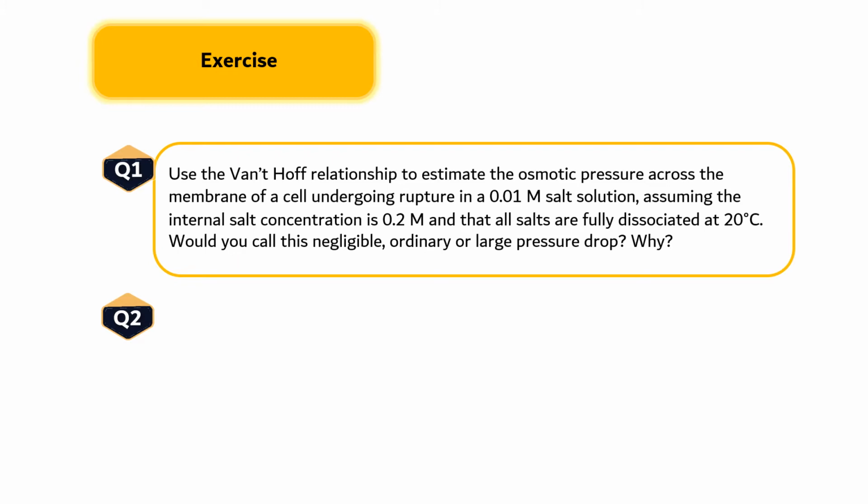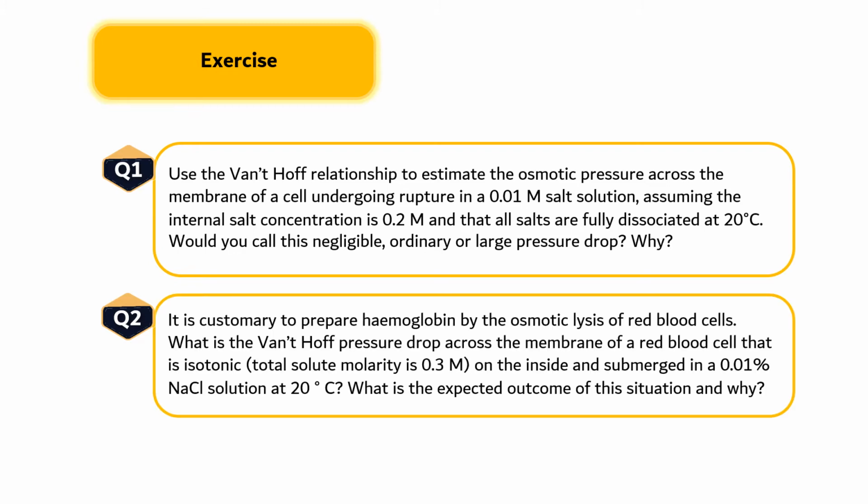Why? Question 2. It is customary to prepare hemoglobin by the osmotic lysis of red blood cells. What is the Van Hoff's pressure drop across the membrane of a red blood cell that is isotonic, with a total solid molarity of 0.3 molar on the inside and submerged in a 0.01% sodium chloride solution at 20 degrees C? What is the expected outcome of this situation and why?